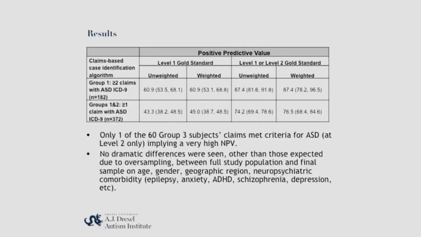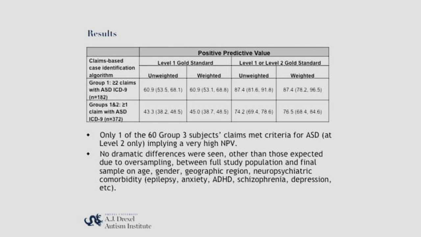All right, so what do we find? This table presents the results for the positive predictive value. Again, that's the proportion of kids who are called an autism case based on the claims, what proportion met criteria on the chart review.